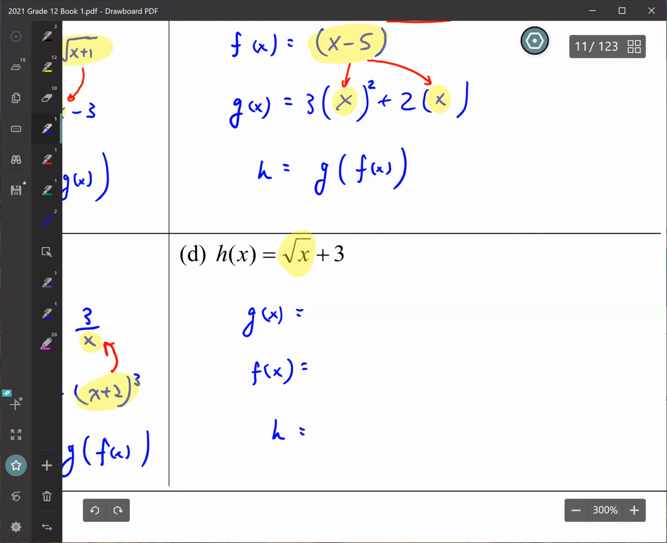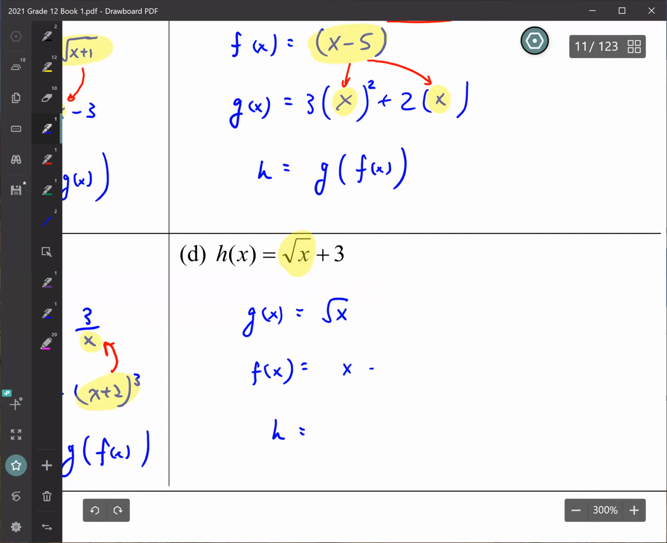Okay, so for g of x, we use root x. Then what should be the f of x? Just 3. Just 3? If just 3, you don't have a place to put it in. X, I don't know. X plus 3, I don't know. Let's try that, okay? So x plus 3.